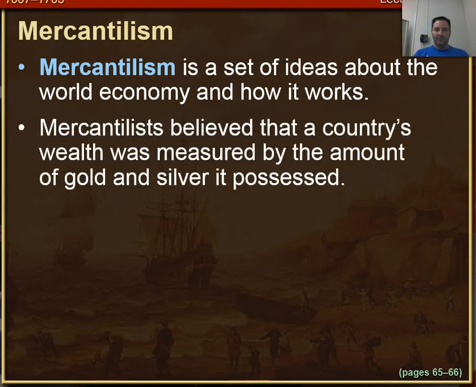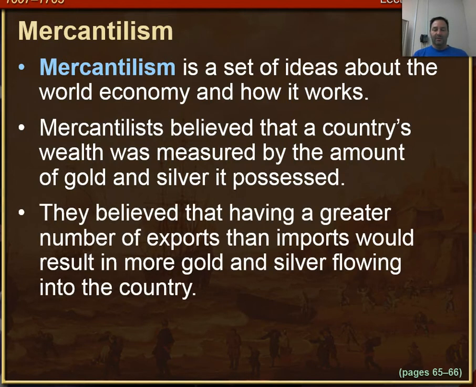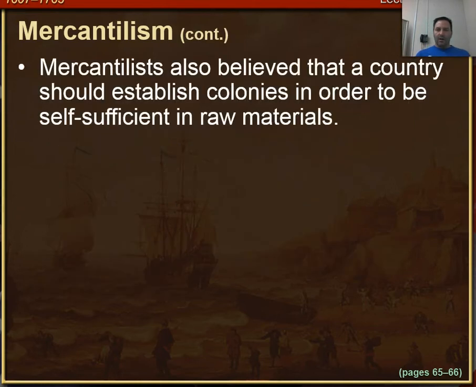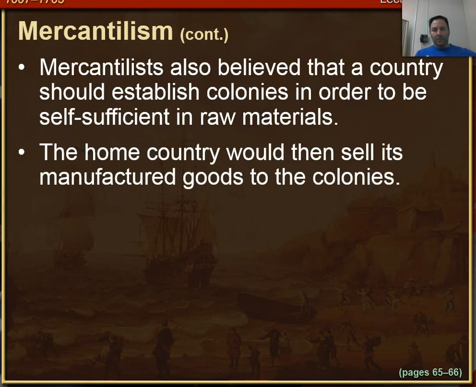Okay, so mercantilists believed that a country's wealth was measured by the amount of gold and silver that it possessed. They believed that having a greater number of exports and imports would result in more gold and silver flowing into the country. Mercantilists also believed that a country should establish colonies in order to be self-sufficient in raw materials. So the home country would then sell its manufactured goods to the colonies.